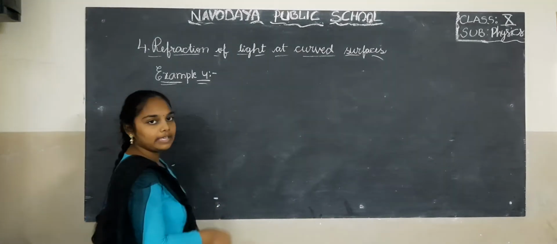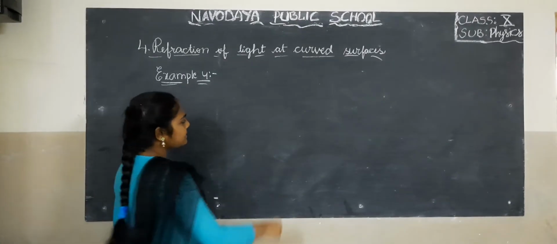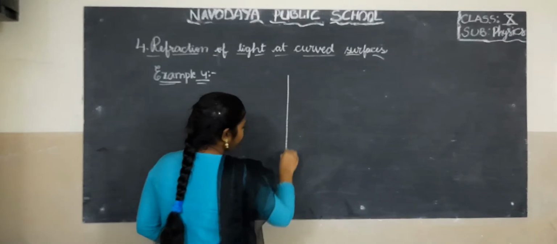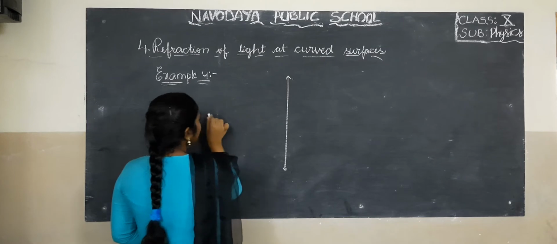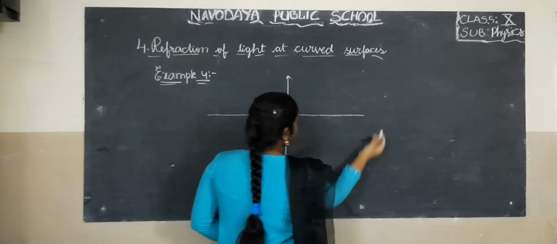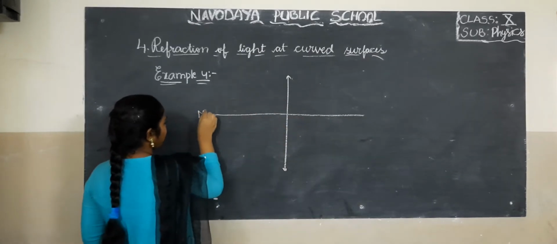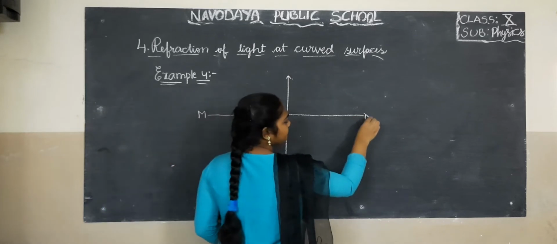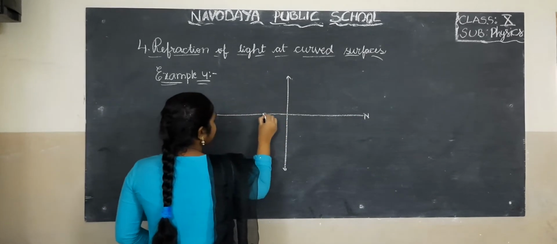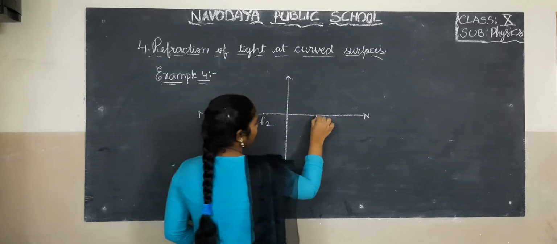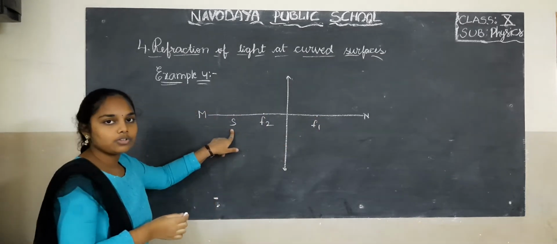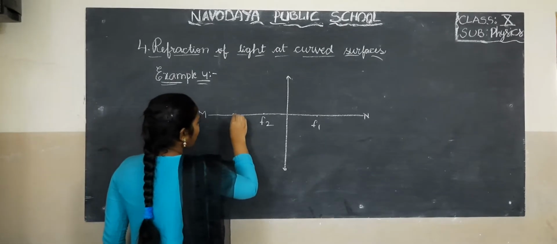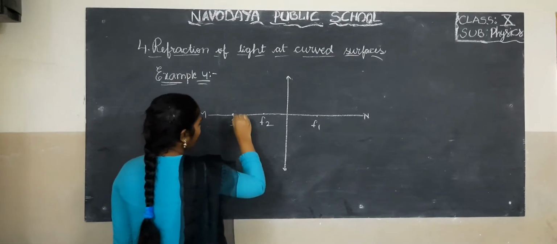And our next topic is about example 4. In this example 4, we have to take a convex lens, and we have to take a principal axis and name the points M and N. It is F2 and F1. S means the point source of an object. From the point source of an object, we have to draw a ray.